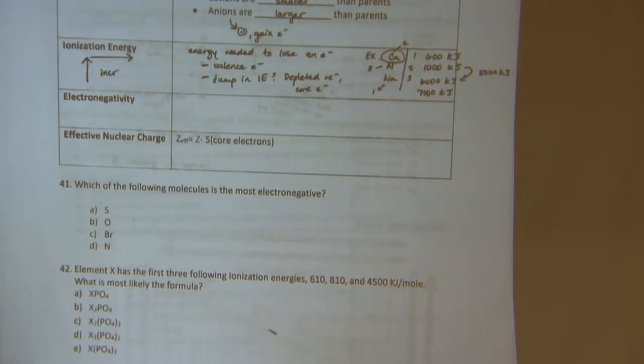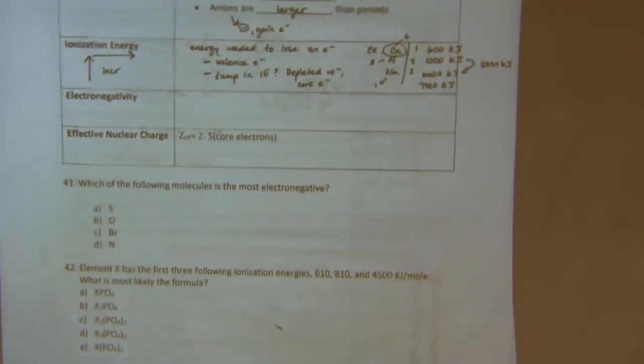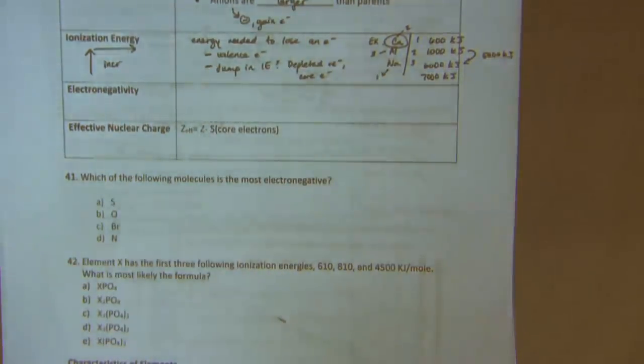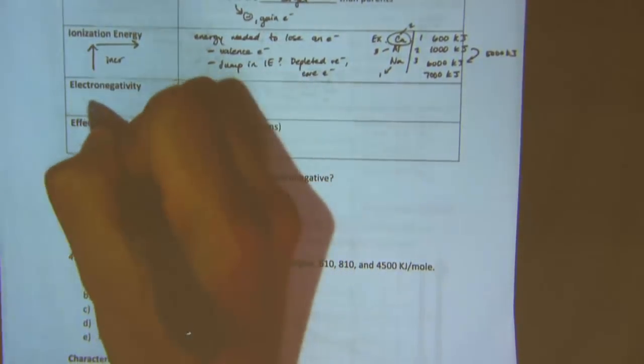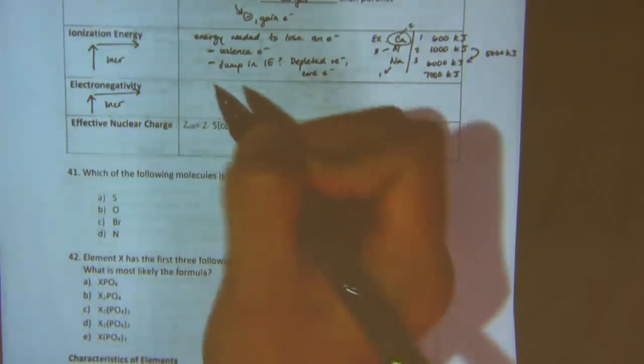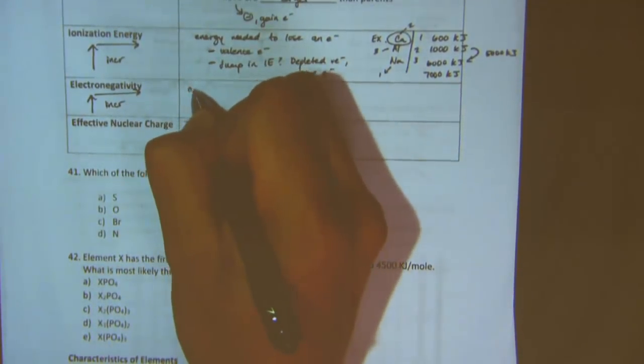Yeah? Okay. So moving on, do you have any other questions? So we have electronegativity, and this also increases up and to the right. This particular trend is the ability to pull electrons.